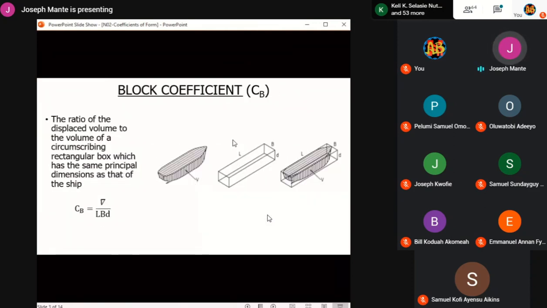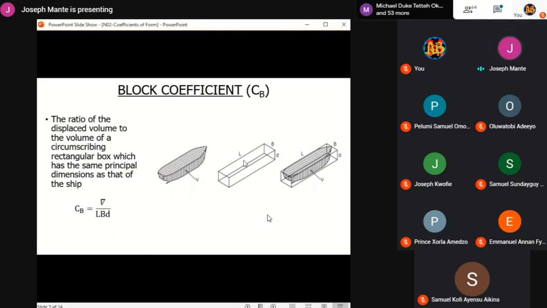So we first take the block coefficient. And we are saying that the block coefficient is the ratio of the displaced volume to the volume of the circumscribing rectangular box, which has the same principal dimensions as that of the ship. So you have the ship hull. That is the ship hull, right? That is the volume of the ship hull. Then you create, this is a rectangle.